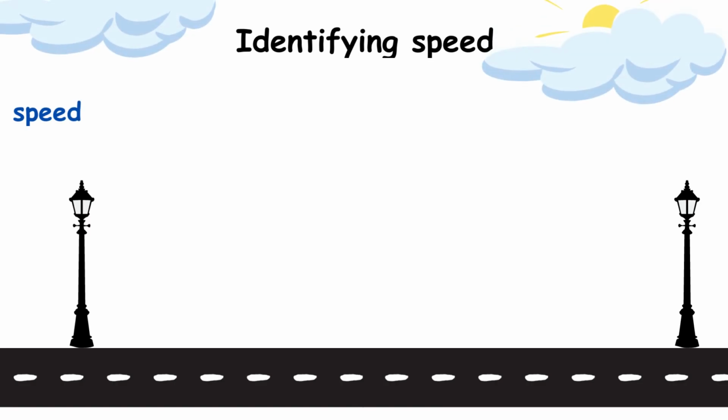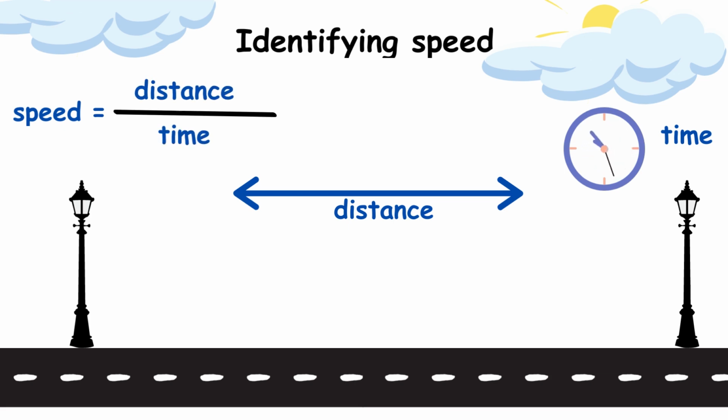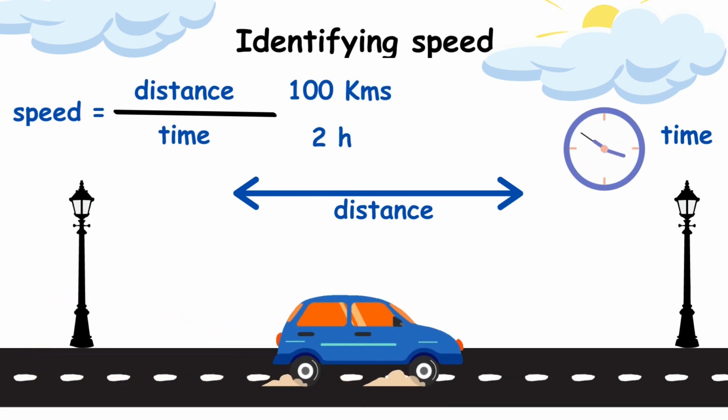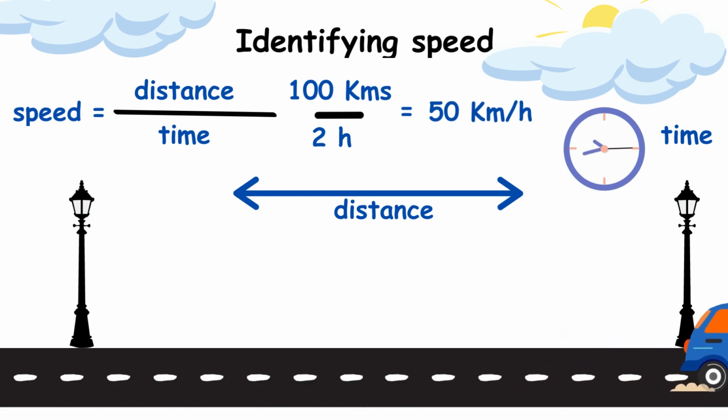Identifying speed. To determine the speed of an object, we need to calculate the distance it has traveled and the time it took to travel that distance. The formula for speed is speed equals distance upon time. For example, if a car travels 100 kilometers in 2 hours, its speed would be 50 kilometers per hour.